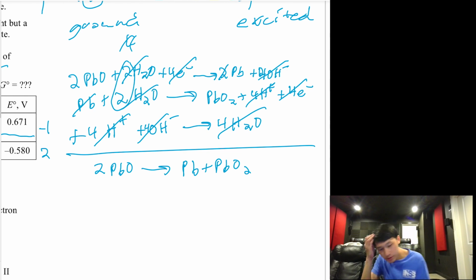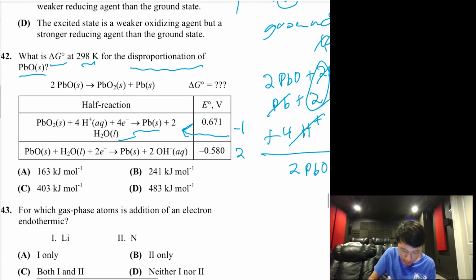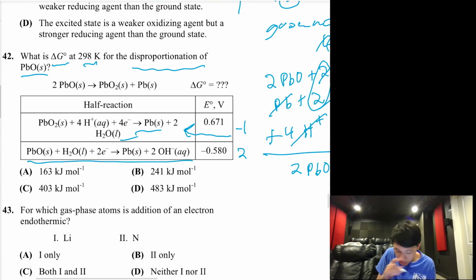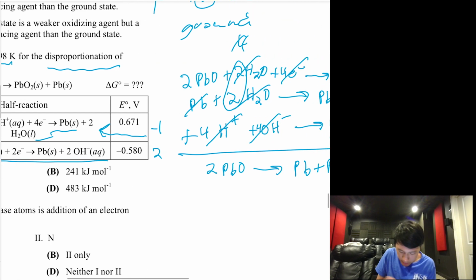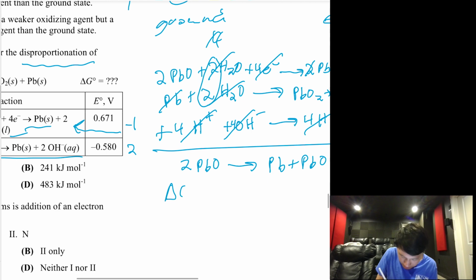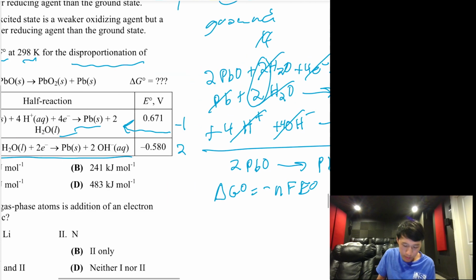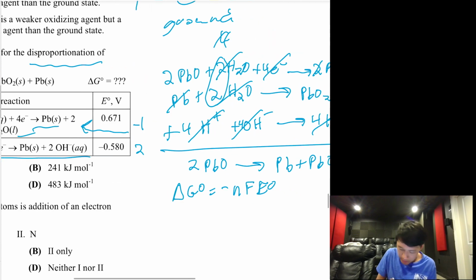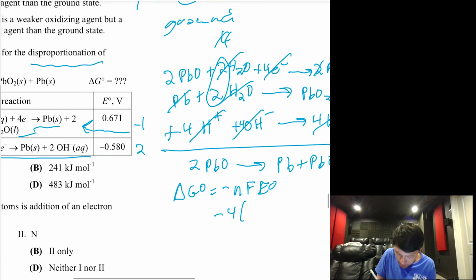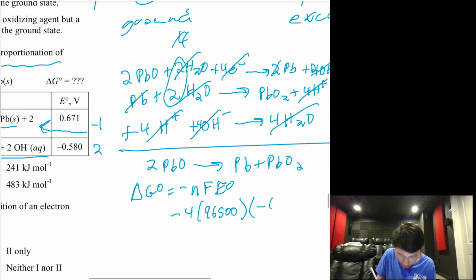Now we just need to calculate the delta G values for each of the reactions we summed up together. So the first reaction is going to be this one, and then multiply by 2. So we know that delta G naught equals negative nFE naught. And then in the reaction multiplied by 2, there's going to be 4 electrons. So we have negative 4 times 96,500 coulombs per mole of electrons times E naught, which is negative 0.580.